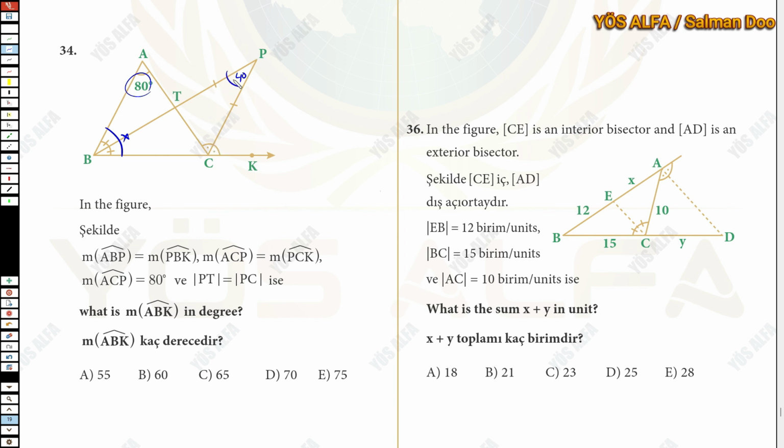And PTC is an isosceles triangle. So these two angles are the same. If this is 40, this has to be 70, and that one is also 70. So this is also 70, since these two angles are the same. So in this triangle, we know that the summation of the two interior angles is the same as the exterior angle over here. So 80 plus x is equal to 140. From here, x is equal to 60. The answer is B.